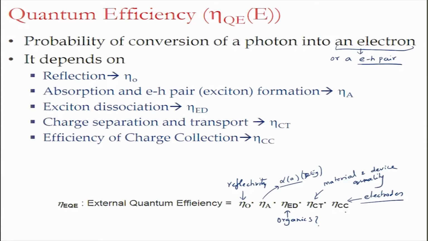So, all of these together will give you the external quantum efficiency, which is called eta EQE, and this can be experimentally measured, okay, and this can be directly correlated to the current. So, ideally the current that you obtain should scale with the external quantum efficiency, all right.